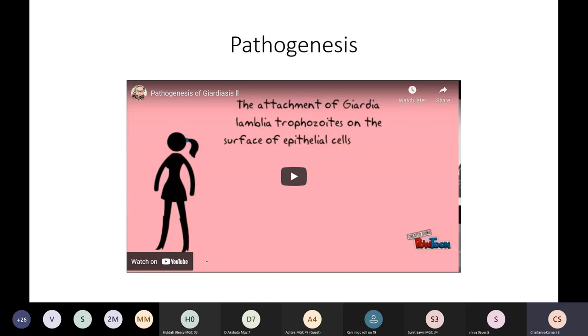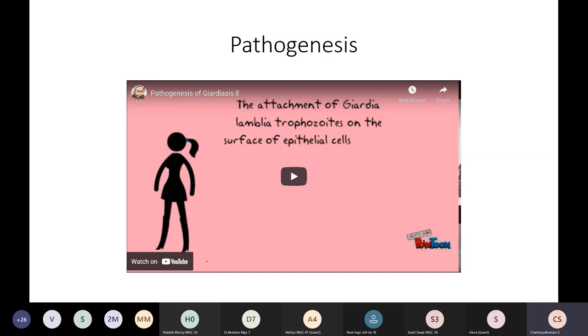Okay, next point. This attachment, that means attaching to the epithelial cells, damages microvilli. Within the brackets, write: interfere with nutrition absorption by microvilli.